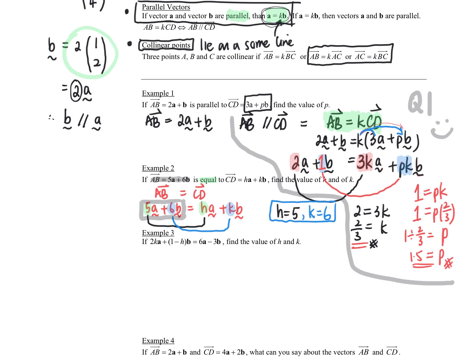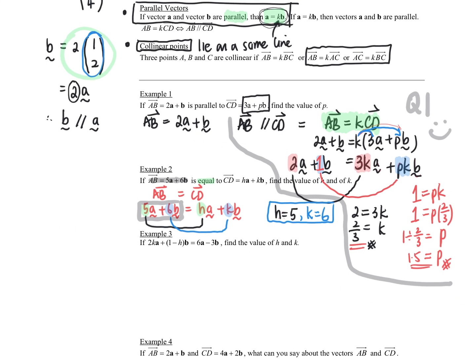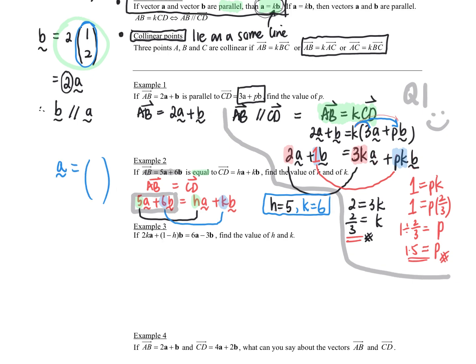A and B is like a column matrix that they never tell you what it is. So A actually represents some matrix, but they don't want to tell you what it is. So you just leave it as A.